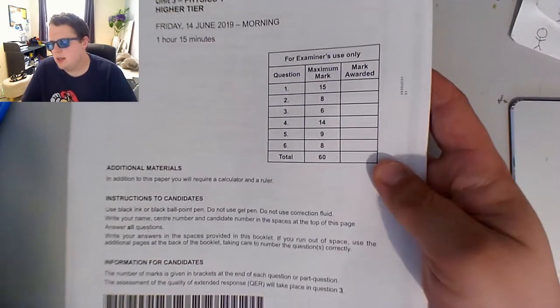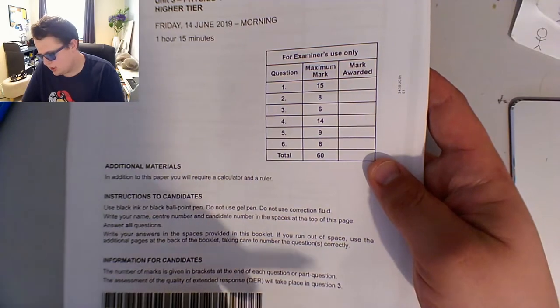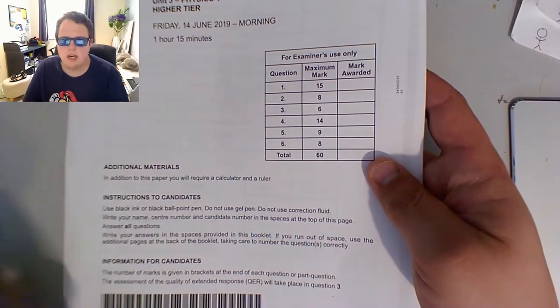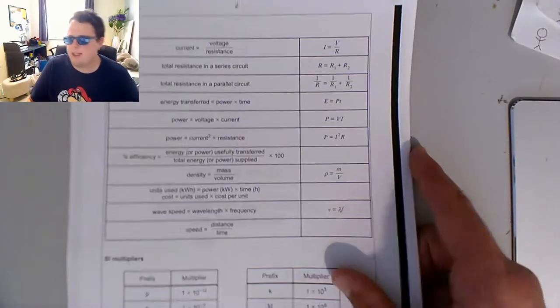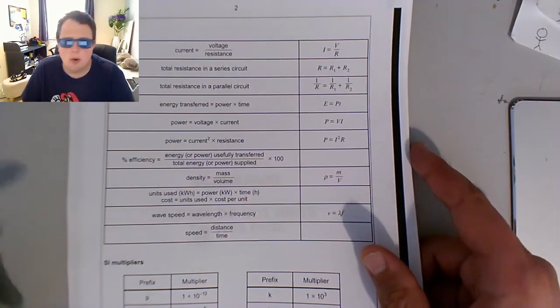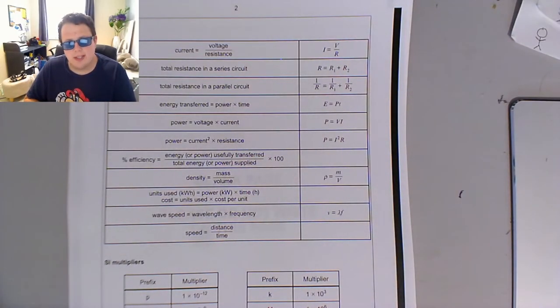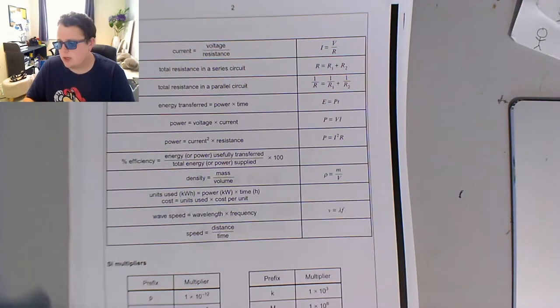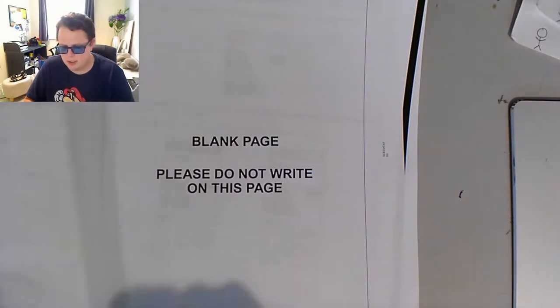Okay, so in terms of this paper, the front page, it's always worthwhile having a read through. The key thing here is you've got to answer all the questions, and question 3 is our QER question. Page 2 is quite important. It is the formula sheet, which has pretty much all the equations that you will need. It also has our SI multipliers, which are also very handy. We'll leave that page to one side.